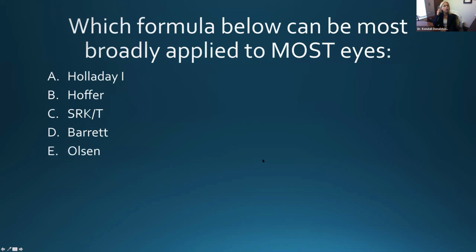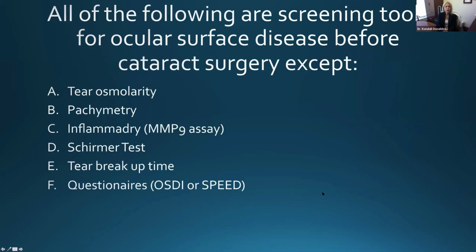Which formula below can be most broadly applied to most eyes with cataract, undergoing cataract surgery? A, the Holladay, B, Hoffer, C, SRK/T, D, Barrett, or E, Olsen? Okay, looks like most people are using the SRK/T and applying that to most eyes. Okay, let's go on. One more question.